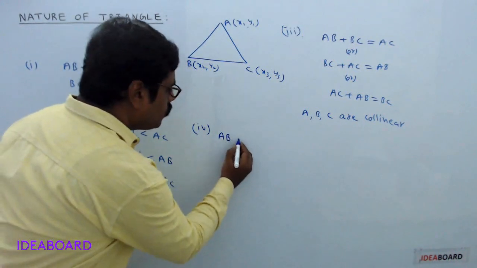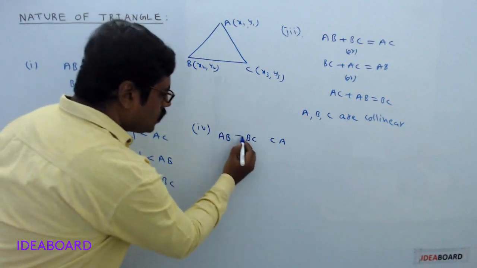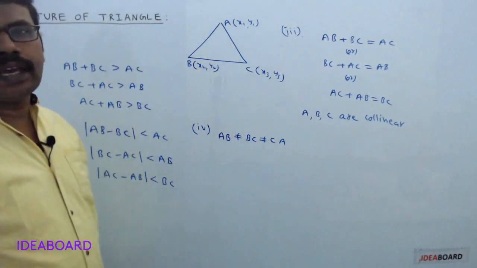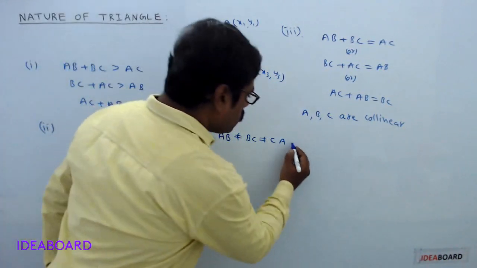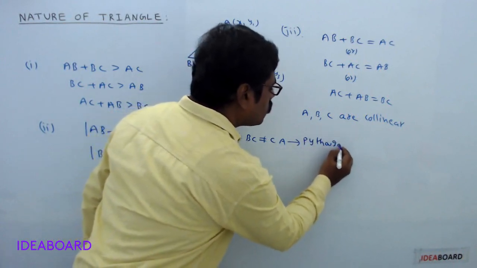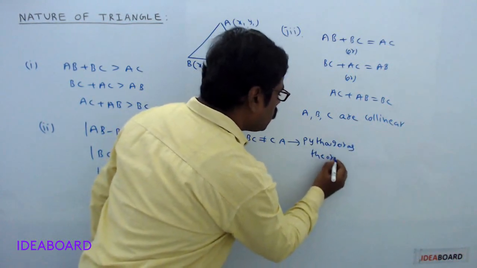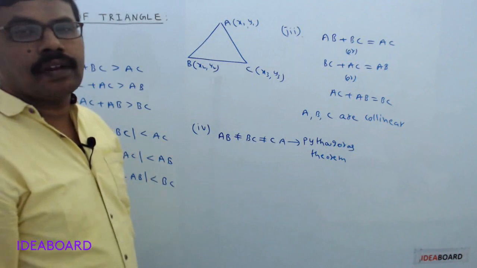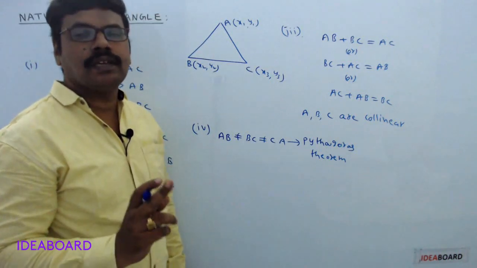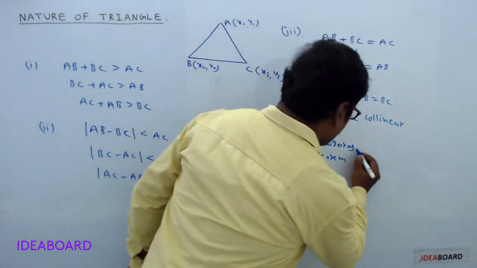Suppose AB value, BC value, CA value all are different. That means AB not equal to BC not equal to CA. In this case, first you check the Pythagoras theorem condition. What is the Pythagoras theorem condition? Sum of the squares of any two sides is equal to the square of the third side. So you check the condition.